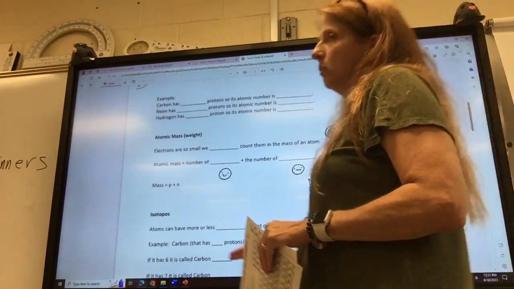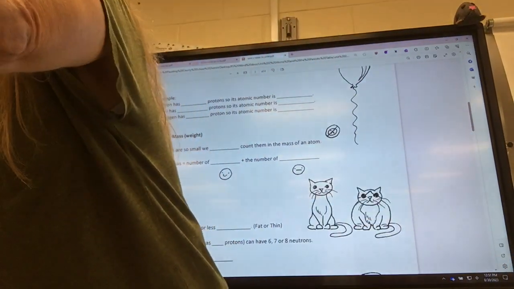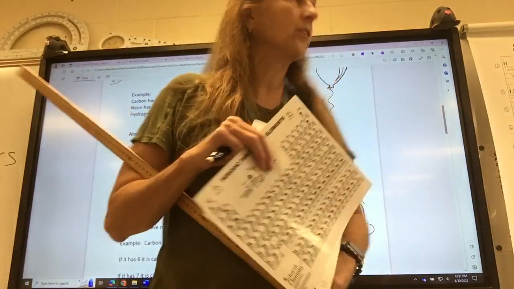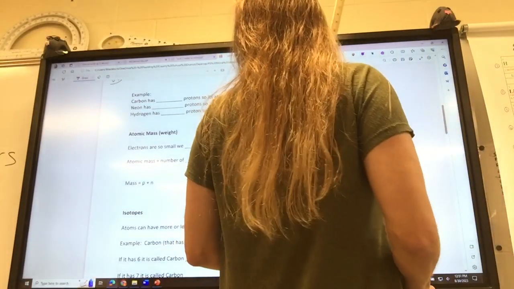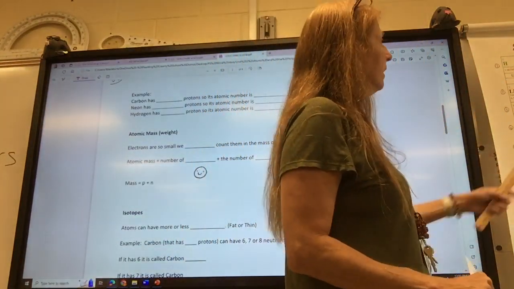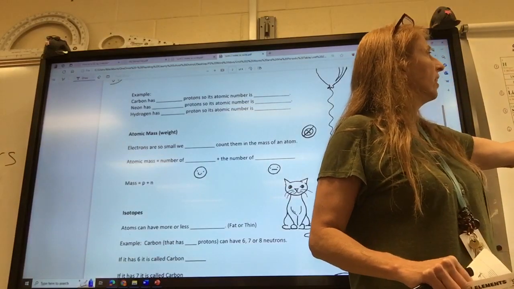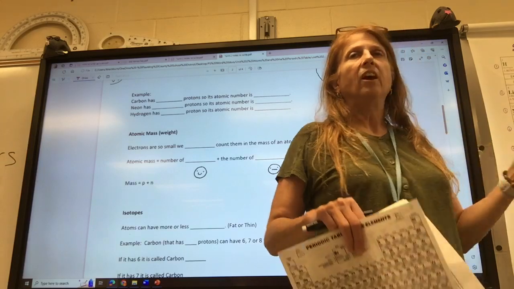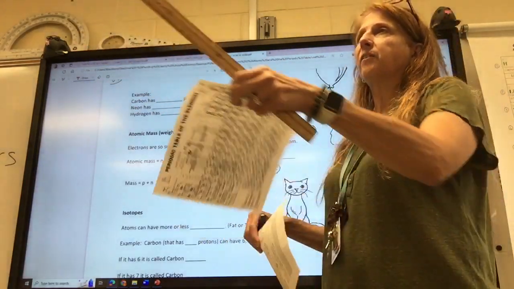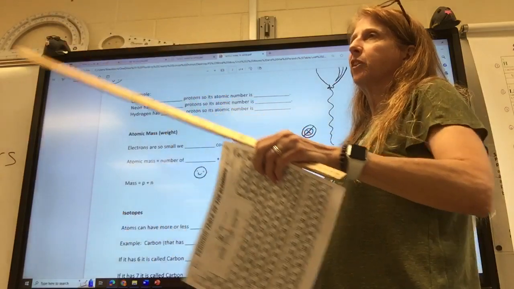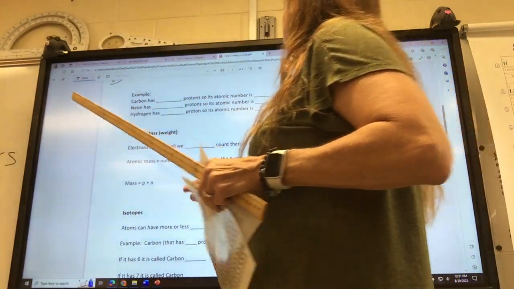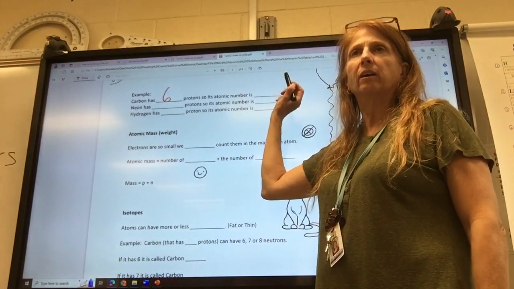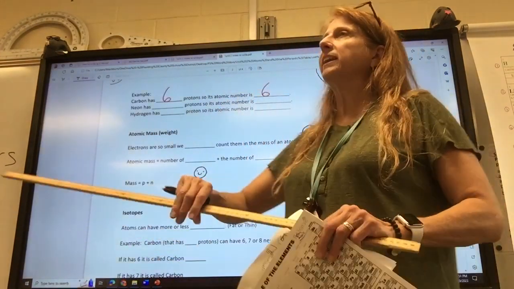Okay, so for example, everybody look at the periodic table here. Where's my example? Carbon. Can you see what that little blue number is? It's a 6. So carbon has 6 protons. So its atomic number is what? 6. Okay, now look at neon. What number is neon? 10. Everybody see that little blue 10 on Ne? So neon has 10 protons.